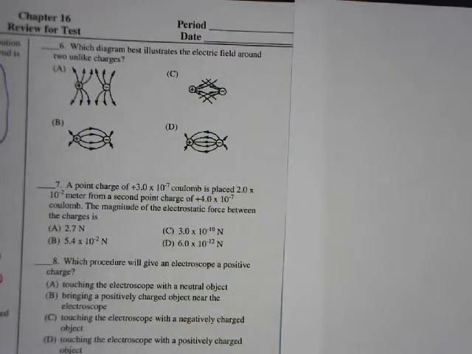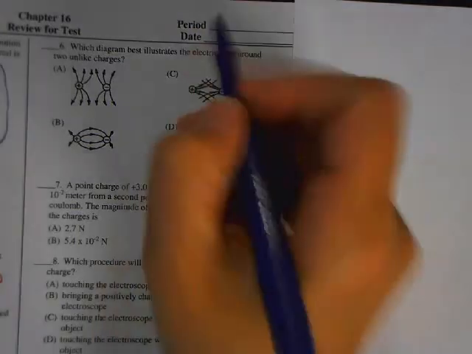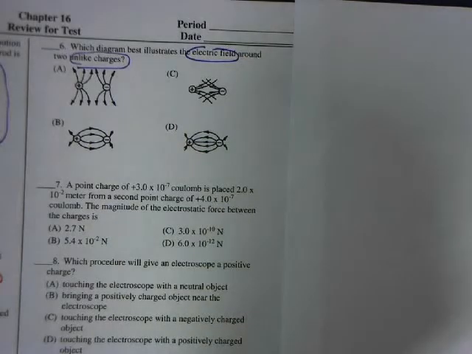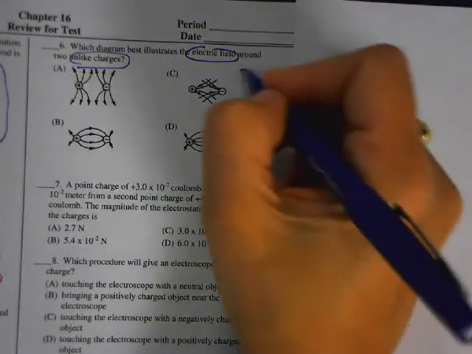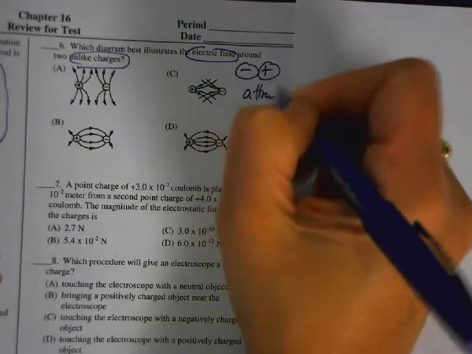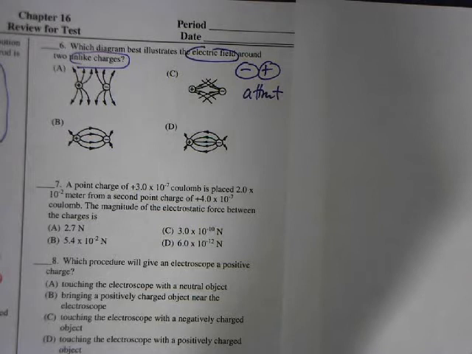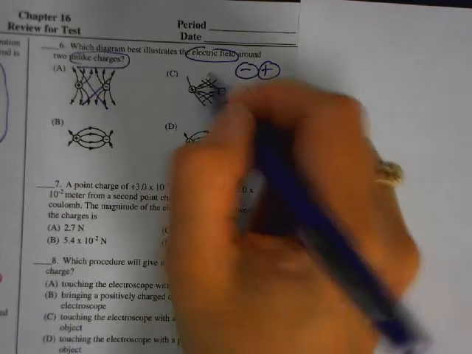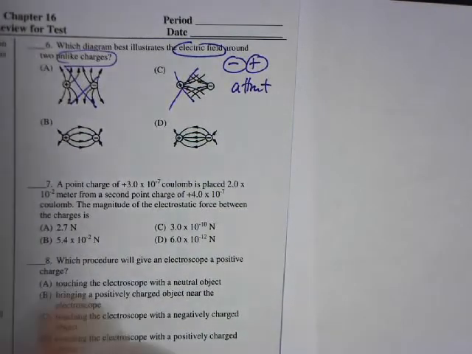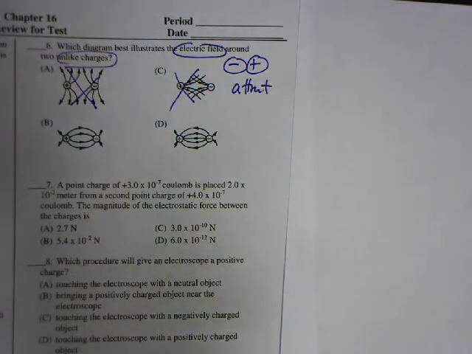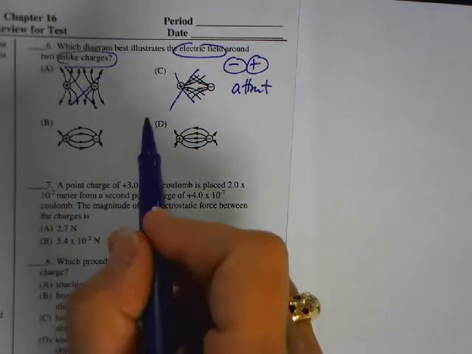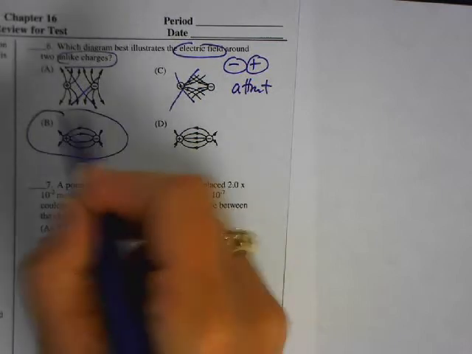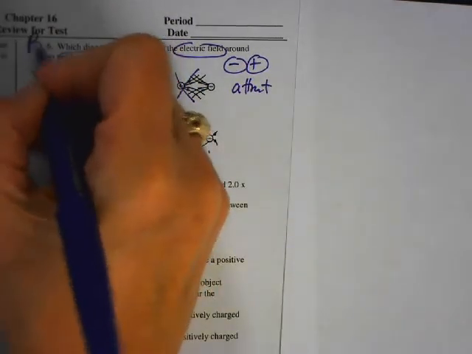Number 6. Which diagram best illustrates the electric field around unlike charges? Unlike charges means a negative and a positive, and we know that they're going to attract one another. So first of all, I'm going to cross off this choice and this choice, because I'm looking for an attraction. Now, these both are an attraction, so I have to say to myself, it always goes out of the positive and into the negative, so that's how I know this is the choice. That one has the opposite, so the answer is B.